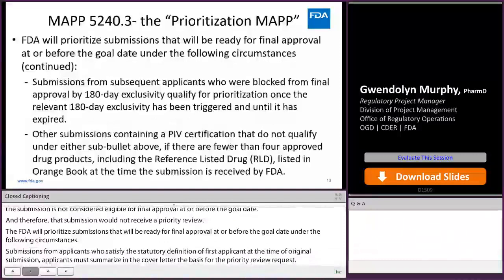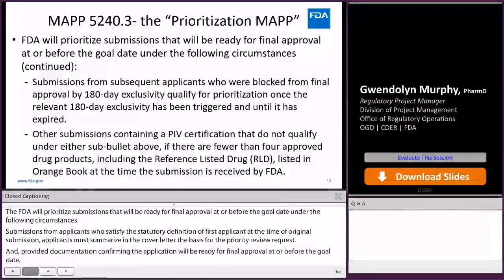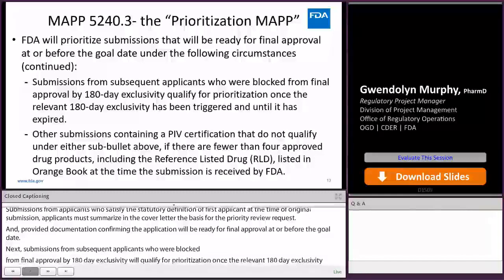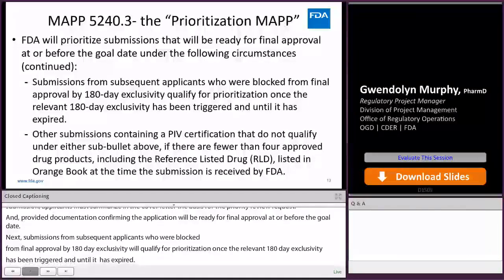Next, submissions from subsequent applicants who were blocked from final approval by 180-day exclusivity will qualify for prioritization once the relevant 180-day exclusivity has been triggered and until it has expired. And finally, other submissions containing a P4 certification that do not qualify under any of the sub-bullets above, if there are fewer than 4 approved drug products, including the RLD, listed in Orange Book at the time the submission is received by FDA.